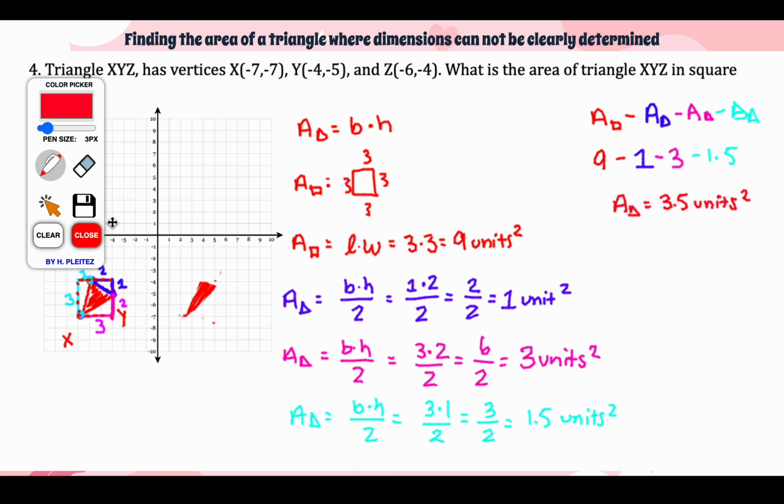All right. So don't forget to always plot your points, figure out the shape that you're using, and then use that area formula cheat sheet for now, and hopefully that will help us remember these formulas.